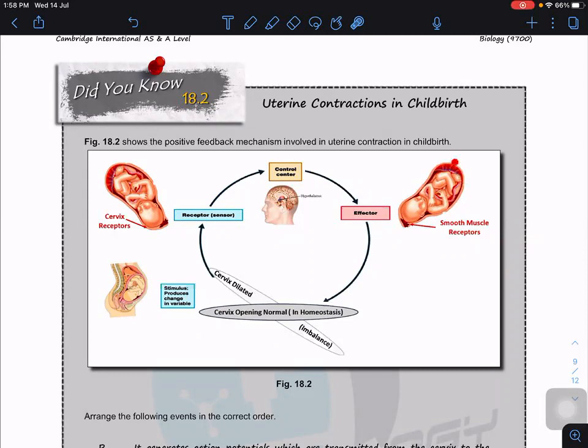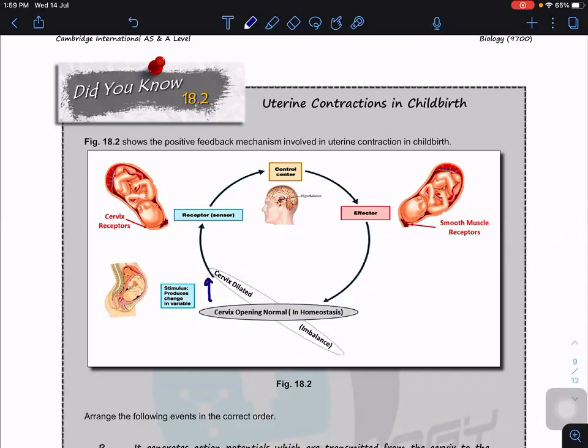So when the wall of this uterus contracts even more, what will happen? The fetus now will exert more pressure on the receptor here. So this pressure will be detected by the receptor, and then the control center continues to release more oxytocin. Can you see that? It will increase the deviation now to make the cervix dilate until the entire process finishes.